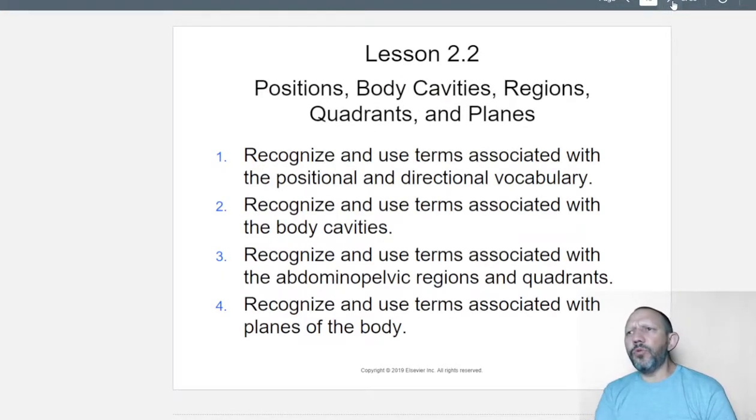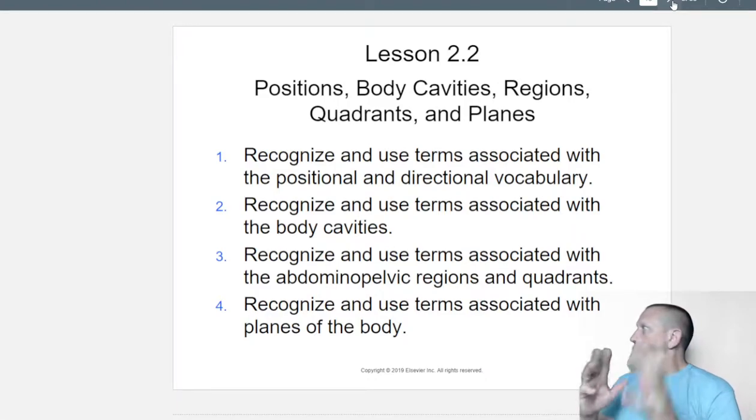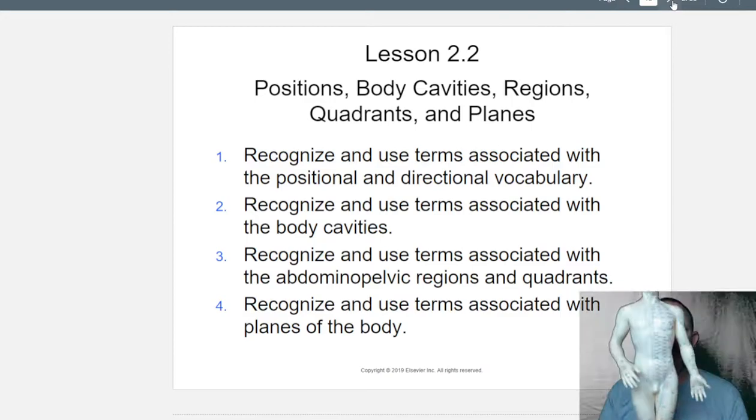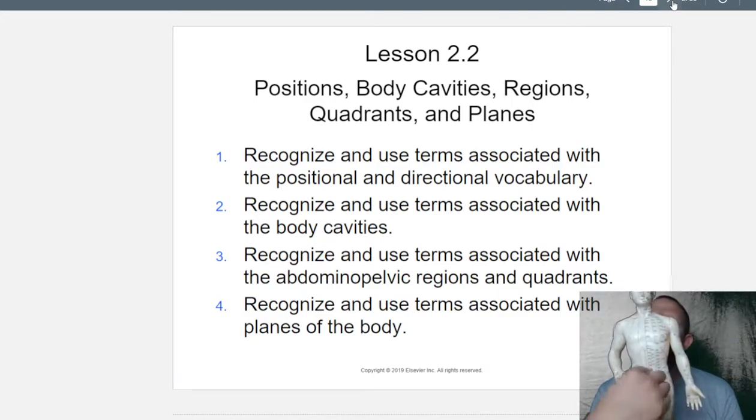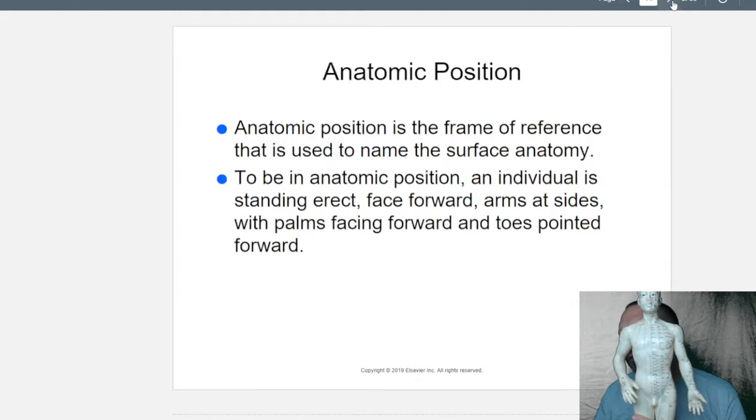Lesson 2-2, body positions, body cavities, regions, quadrants, and planes. Okay, this is easy. Recognize and use terms associated with the positional and directional vocabulary. Recognize and use terms associated with the body cavities. Recognize and use terms associated with the abdominal pelvic regions and quadrants. First on that, we're going to do that one with this guy again. Belly button, center mass. We're going to go over the recognized terms of the body.